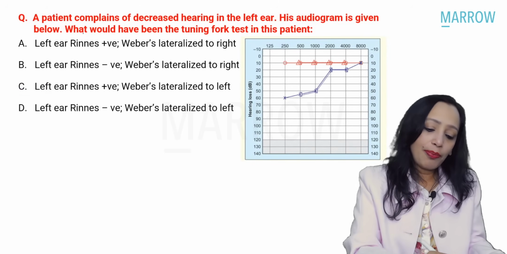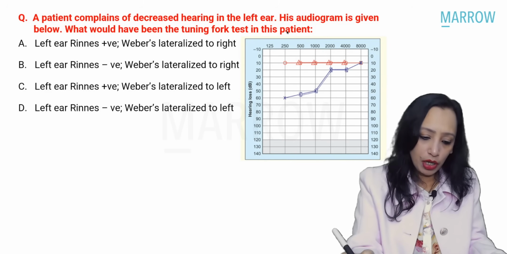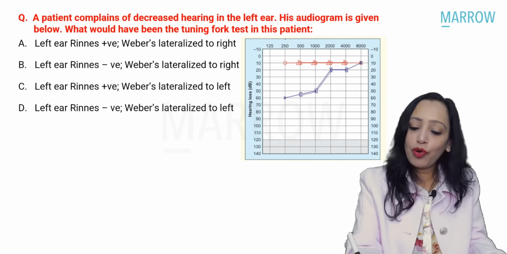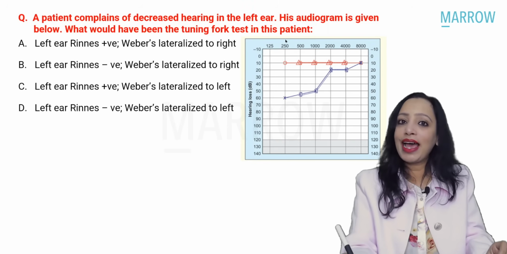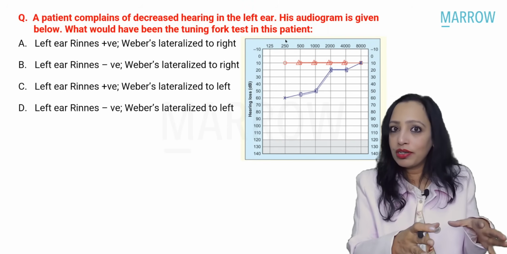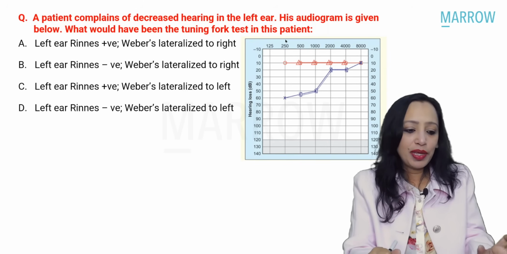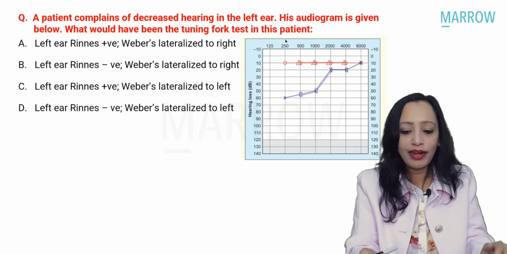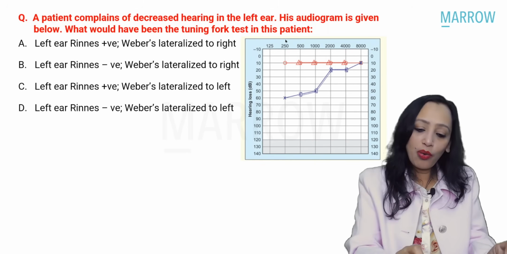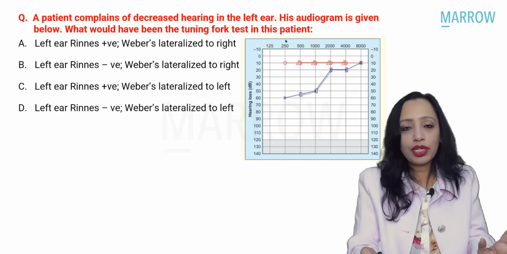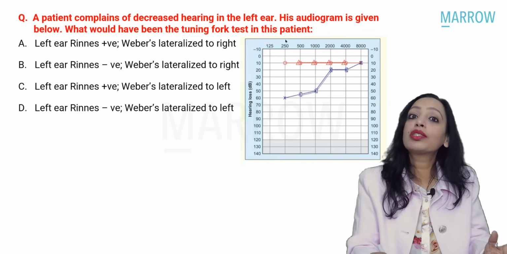Coming to the first question, a patient complains of decreased hearing in the left ear. His audiogram is given below. What would have been the tuning fork test in this patient? Yes, and this was a question that I had made as a practice question for the book ENT for entrance exams. I think it has been there in that book for 4-5 years now. And to see this exact same question in INI-CET, I was so glad. But yes, this is not a difficult question. Anybody whose concept is clear in the audiogram as well as the tuning fork test could have answered this.